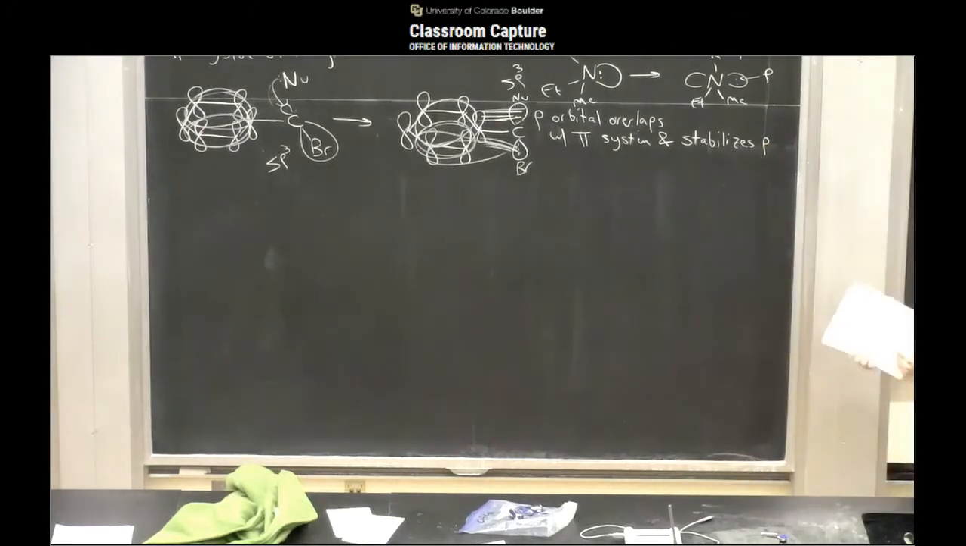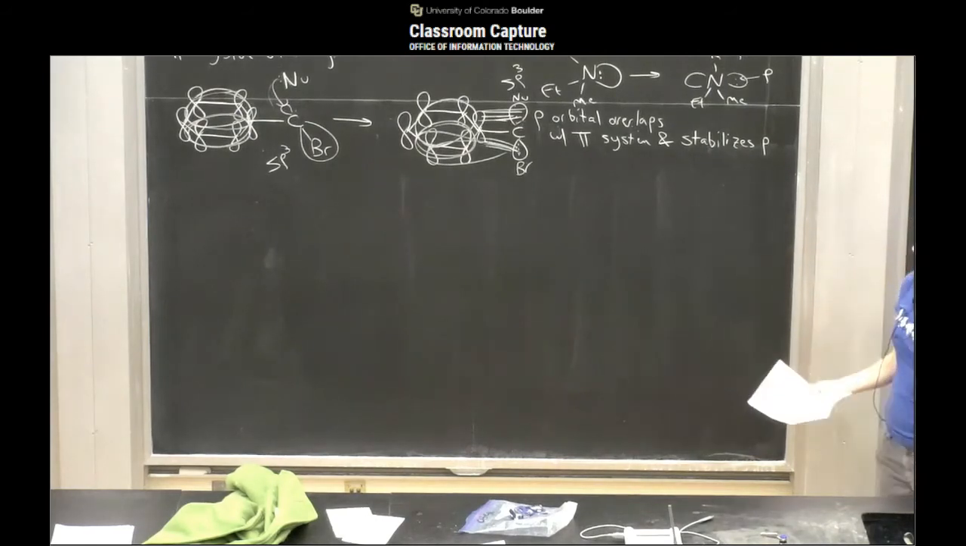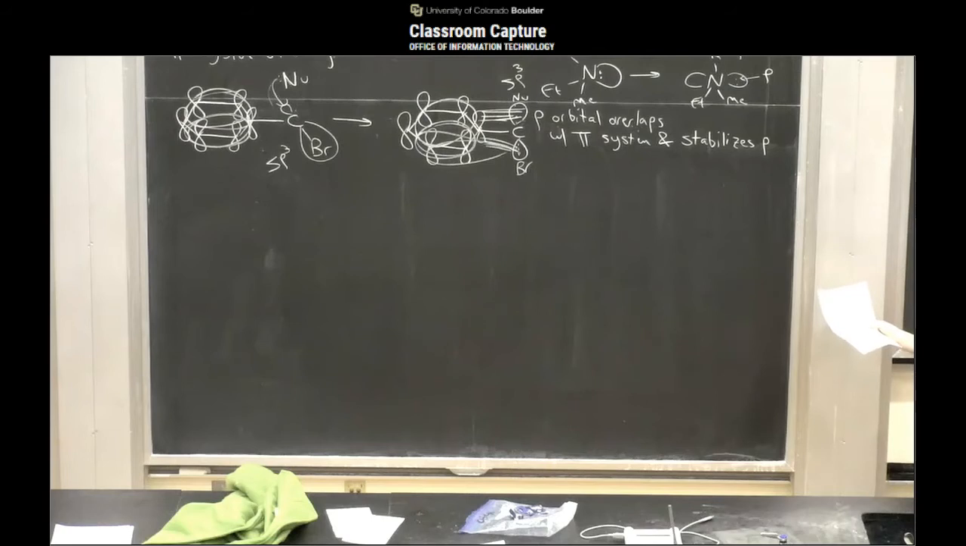Okay, so in practical terms, this looks like it might not be that big a deal. It turns out it's actually a huge deal for stabilizing. Having this orbital overlap actually speeds the reaction up by about 5 orders of magnitude.